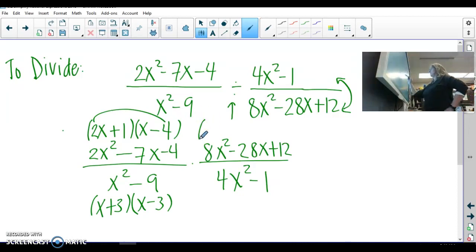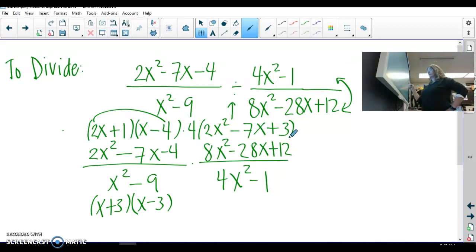Over here, the very first thing you always want to look for when you're factoring, just to make things a little easier, is to look for common factors. In this numerator on the right, we have a common factor of 4. 4 goes into 8 and 28 and into 12. So I'm going to factor out a 4, and rewrite the expression that's left over here. 28 divided by 4 is 7, and then I have plus 3. And I'm still going to need to factor that trinomial in just a minute.